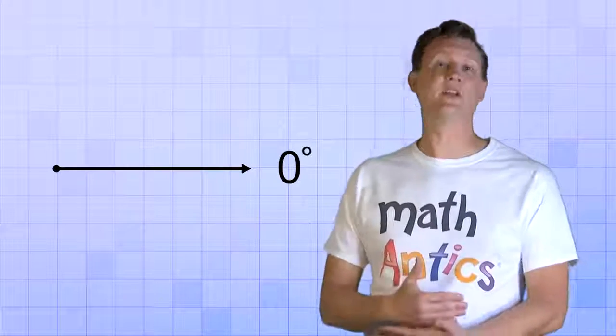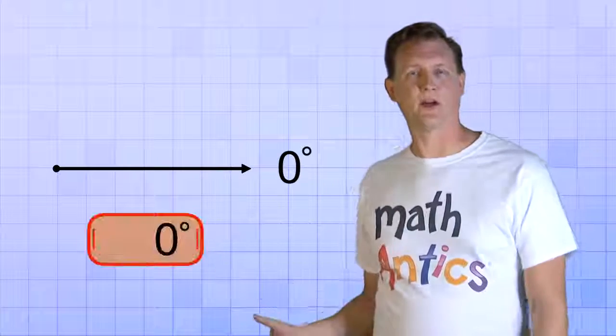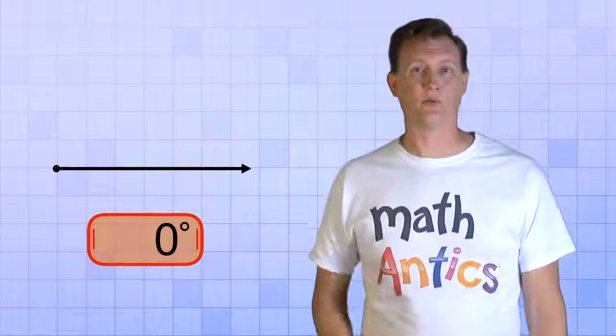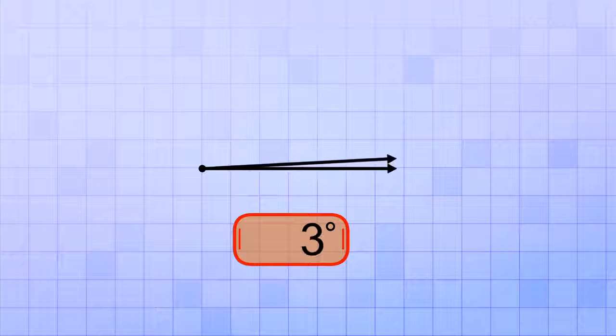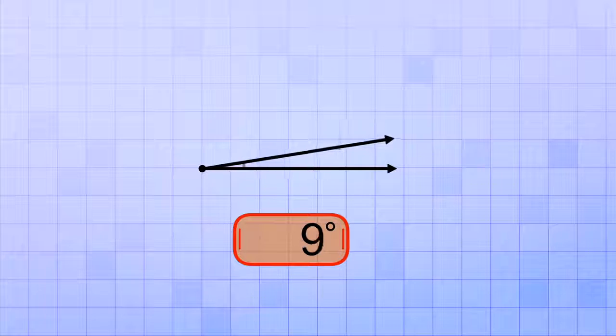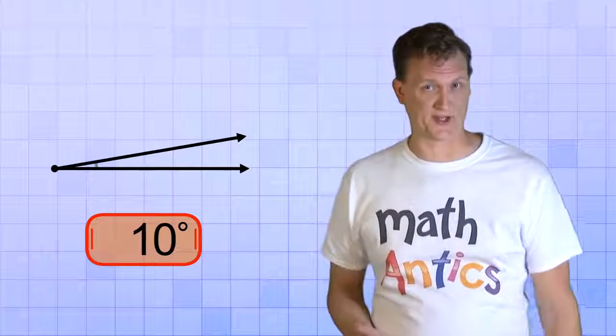Instead, we're going to keep on rotating our top ray and watch the angle get bigger and bigger. This special readout here will tell us how many degrees our angle measures. Now let's start out slow. 1 degree, 2, 3, 4, 5, 6, 7, 8, 9, and 10. Now let's hold it there for a second. So this is what 10 degrees looks like.